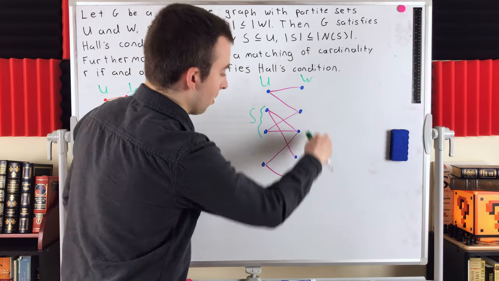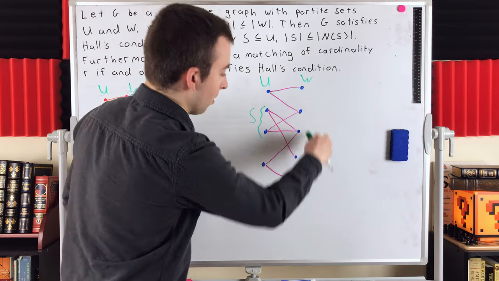So again, Hall's condition: if a bipartite graph satisfies Hall's condition, which I'm telling you this one does, then we will be able to find a matching that covers every vertex in the smaller partite set. And of course, the converse is also true. If we can find a matching that covers every vertex in the smaller partite set, then the graph satisfies Hall's condition. Again, proof on that coming soon.